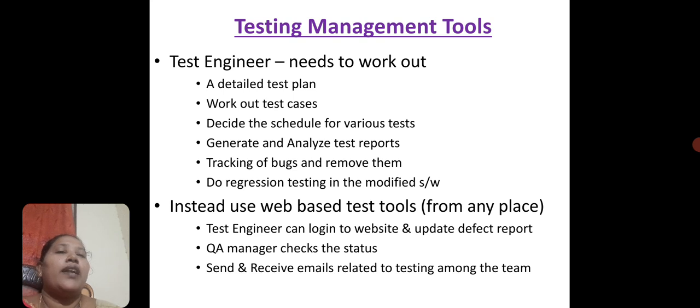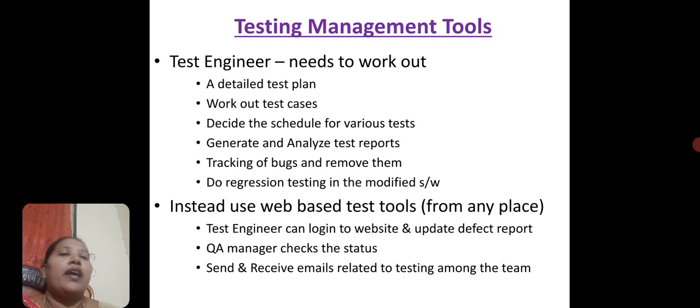If you are doing testing manually, these are the things a test engineer has to carry out. First, you have to create a detailed test plan: what you are going to do, you plan first. According to that, you implement it and write the test cases. Then you decide the schedule, when and where you will perform those test cases. Then you generate the report after finishing all the test cases, and you analyze whether the particular testing has been performed correctly or anything has to be changed.